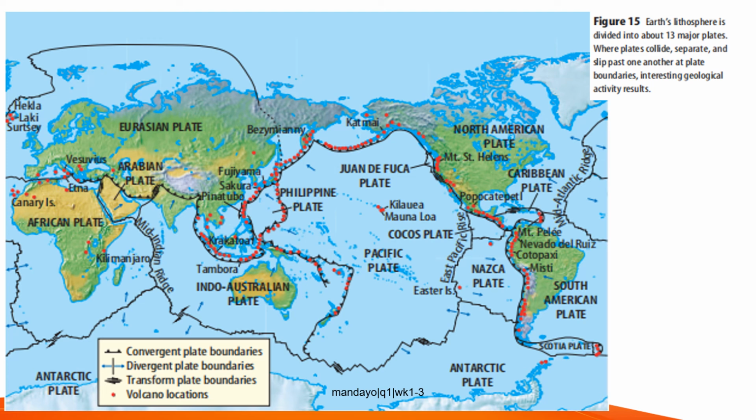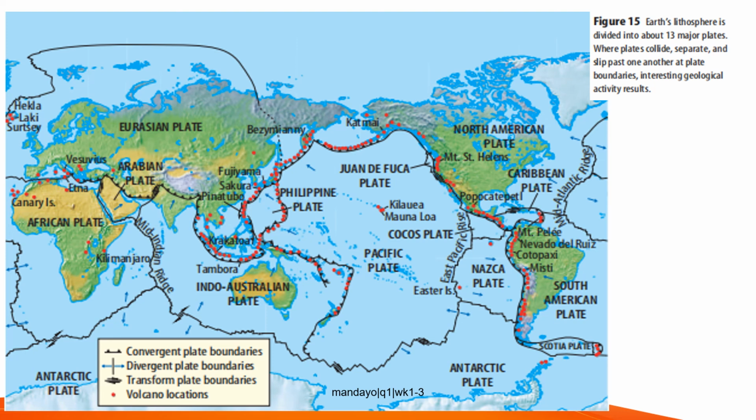Illustrated in the picture here are the different plates which can be found in the Earth's surface. The Earth's lithosphere is divided into about 13 major plates, where plates collide, separate, and slip past one another at plate boundaries. Interesting geological activity results. These geological activities are what we know as, of course, the earthquakes, volcanic eruptions, and the formation of landforms such as mountain ranges, mountains, valleys, and others.